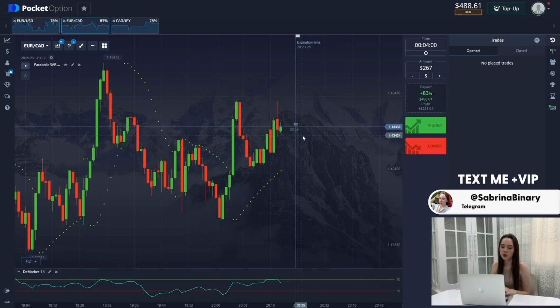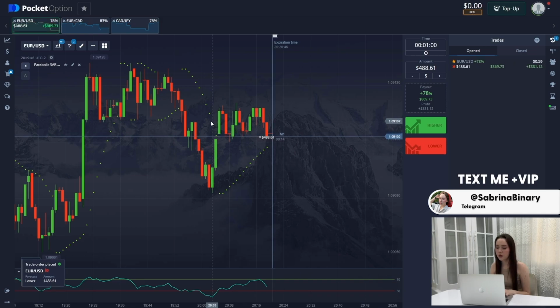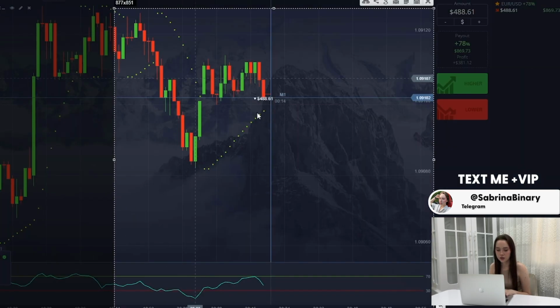So let's not stop there and rather go further. This currency pair is ideal for us, and the first thing, I reduced the time of the transaction to 1 minute. And of course, I'll open a trade for a maximum amount. In this case, I will open a deal on price decrease.